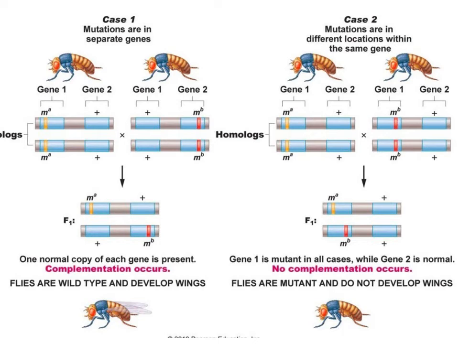In case 2 on the right, you can see that they do have different mutations, but those different mutations are to the same gene. And so their F1 offspring, while they have two different alleles for gene 1, neither of those alleles produces a functional product. And so they still do not have a functional gene 1 product, and therefore there is no complementation, and the flies do not develop wings. So both of these are possible. And this illustrates the complexity of the traits that are controlled by multiple genes and the influence that mutations might have on each of those loci.